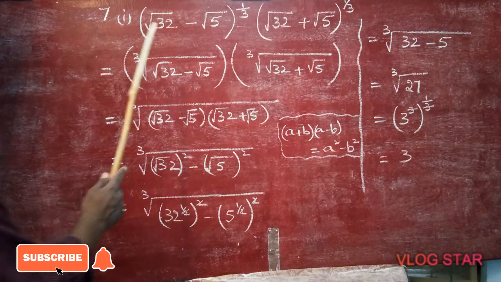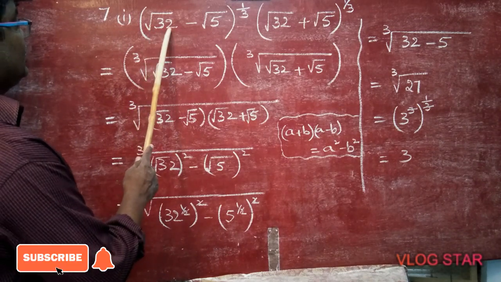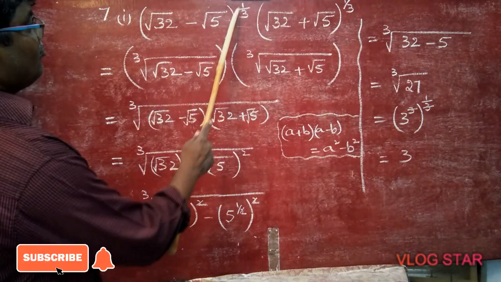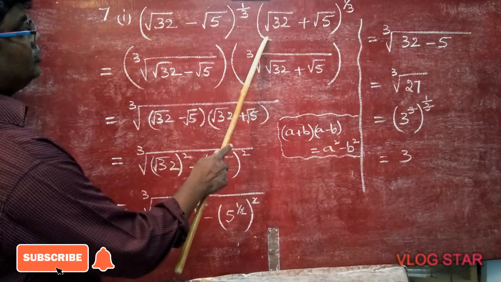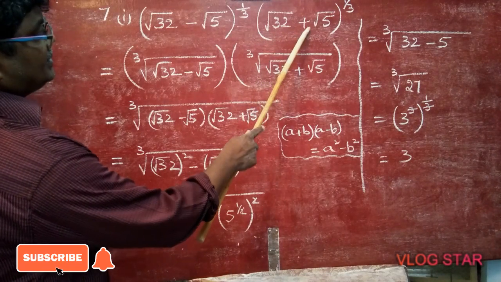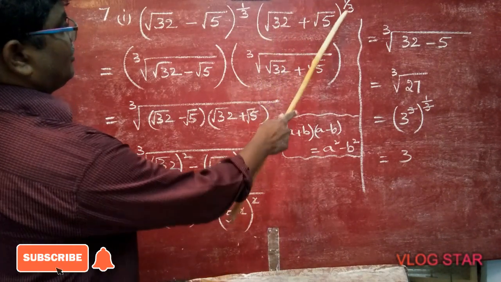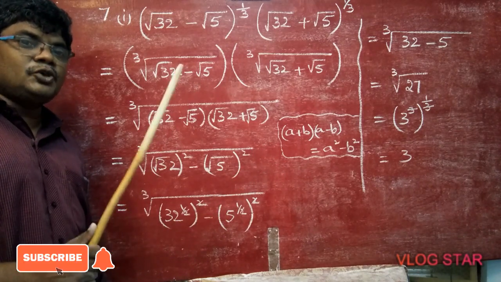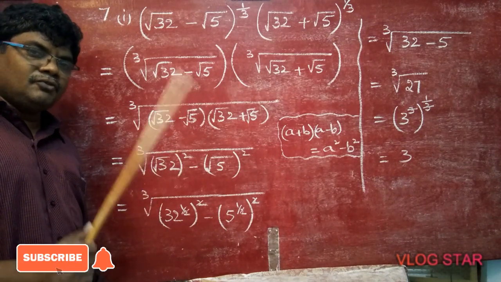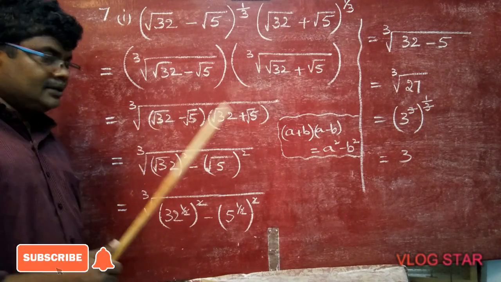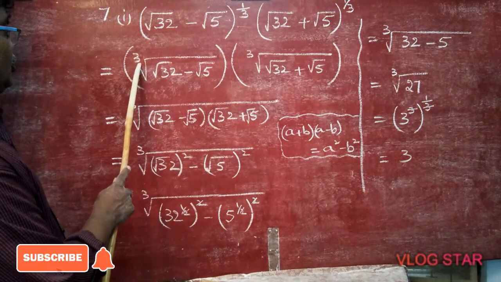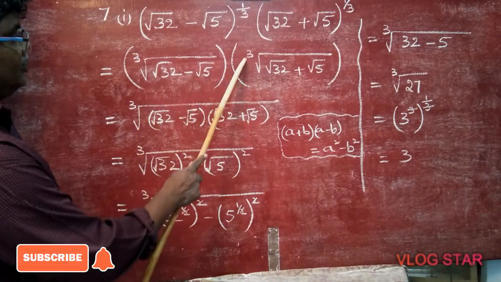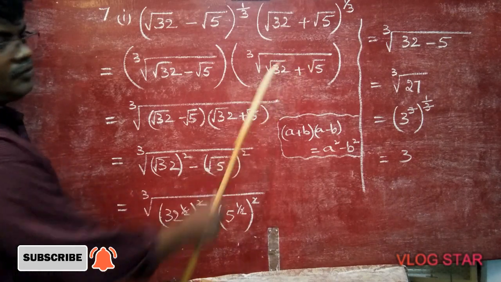Seventh problem, first bit. Square root 32 minus square root 5 whole to the power of 1 by 3 into square root 32 plus square root 5 whole to the power of 1 by 3. Another form of writing 1 by 3 is cube root. For square root 1 by 2, for cube root 1 by 3. So here 1 by 3 means cube root. Cube root of root 32 minus root 5 into cube root of root 32 plus root 5.